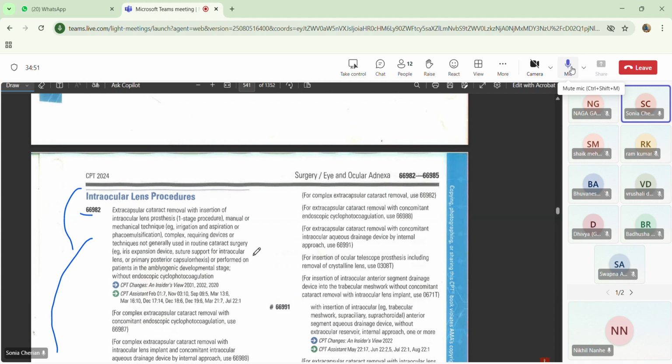When will you code it as complex? At that time you can say all these points.